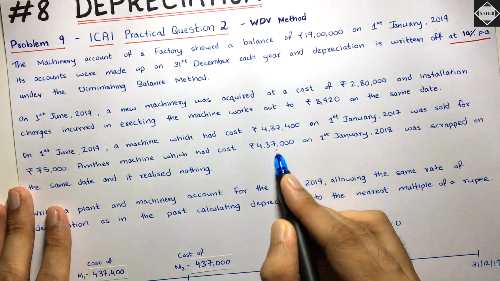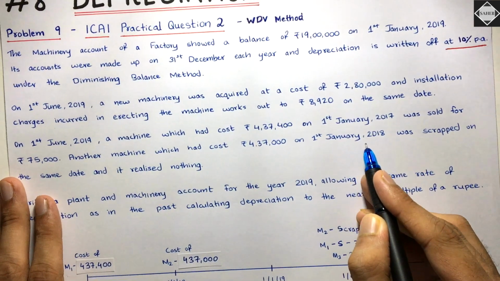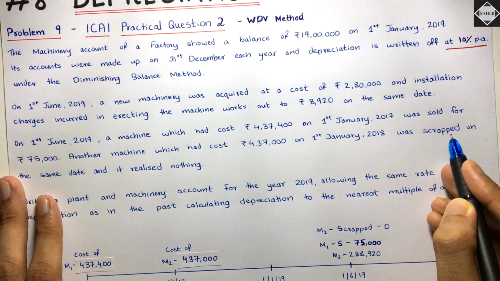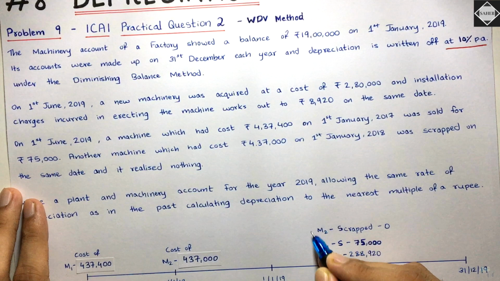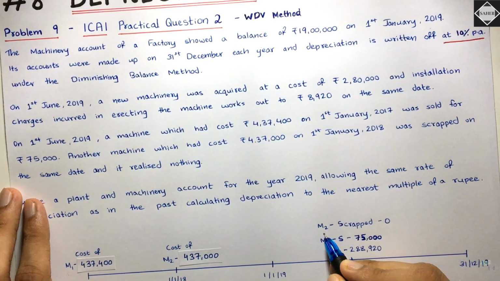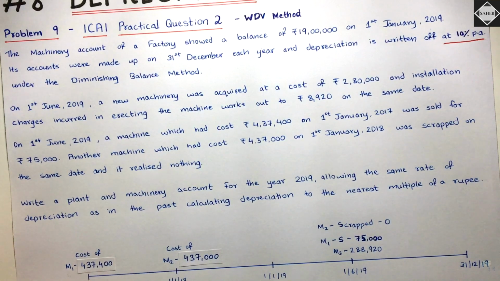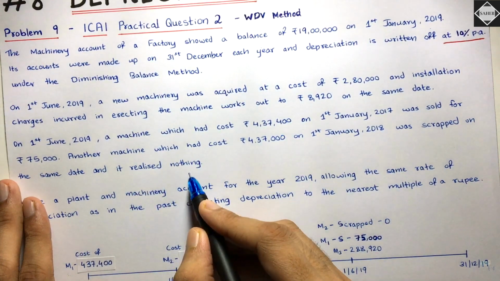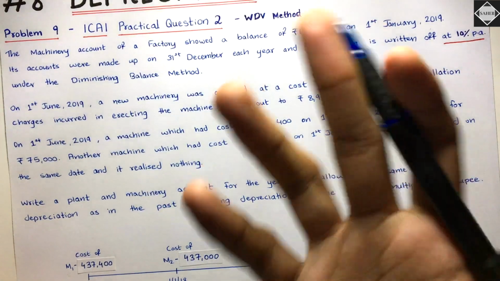What else is happening? Another machine which had cost 4,37,000 on 1st January 2018 was scrapped on the same date. On the same date, we have scrapped M2, another machine. Let's just call that M2. Scrapped means we have just given away in the junkyard, and it realized nothing. That's why I'm saying given away, because we were not able to sell it. Maybe it was so much damaged or something. So it realized nothing. We didn't get any money.